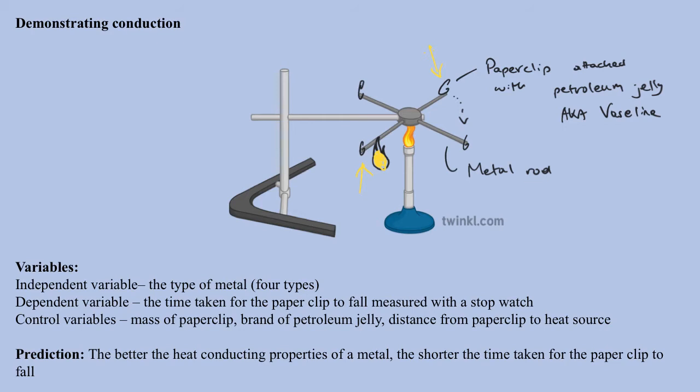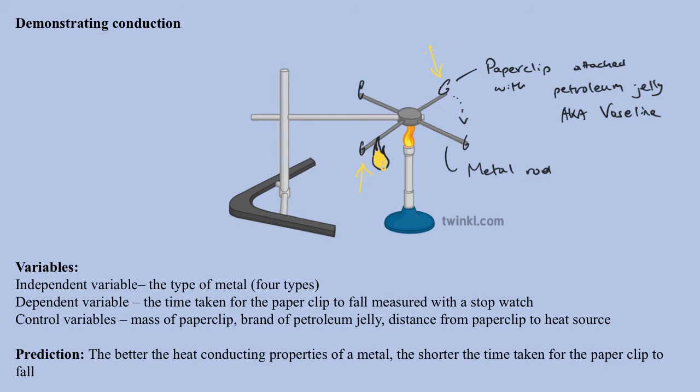Now, we've got a prediction here, just to make you aware of this, and this is the key thing you need to get your head around with this practical. This is the key point. The better the heat conducting properties of a metal, the shorter the time taken for the paper clip to fall. Now, this key thing here, the better the heat conducting properties, that is a scientific way. I've gone for that top answer there of saying the better it heats up, or the faster it heats up.